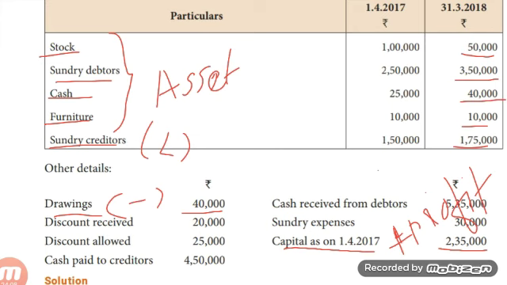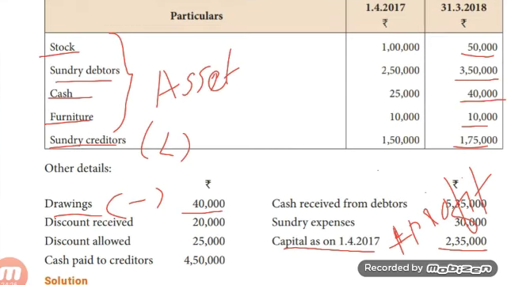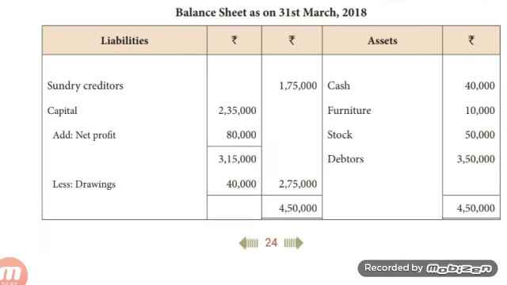Children, note the point: while preparing the balance sheet, you should take only the closing items. When do we prepare the balance sheet? At the end of the accounting year. When? At 31st March 2018. So take only the items given just below 31st March 2018. Okay children, draw the balance sheet. Write the title: Balance sheet of Abdul as on 31st March 2018. Your left hand side is for liabilities, your right hand side for assets.